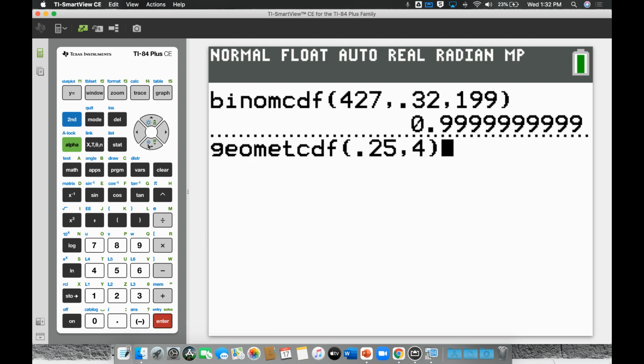Okay. So notice how this one doesn't have an n in the front. Like binomial had 427. That was the last problem we did yesterday. 427, comma 32, comma 199, right? There is no n because there's not a fixed number of trials.